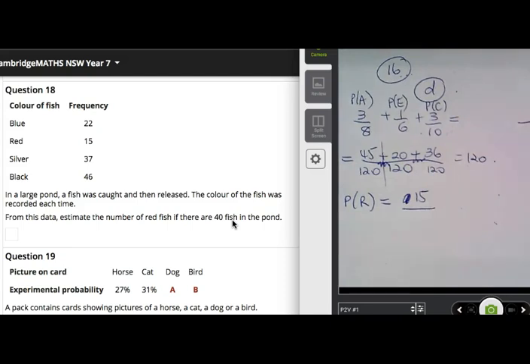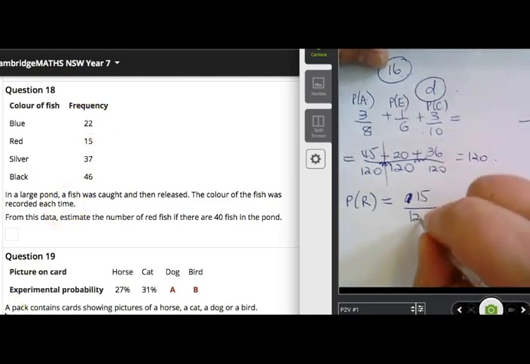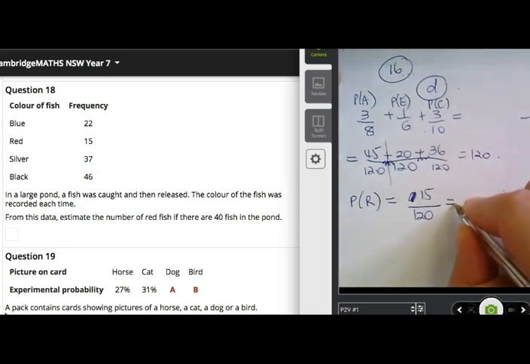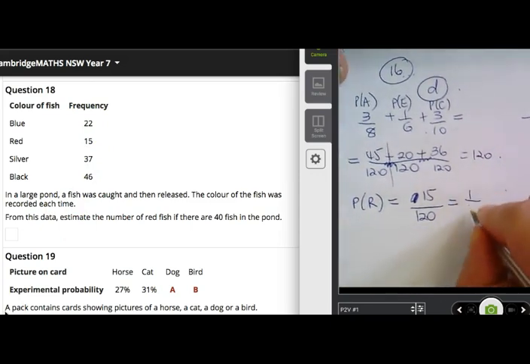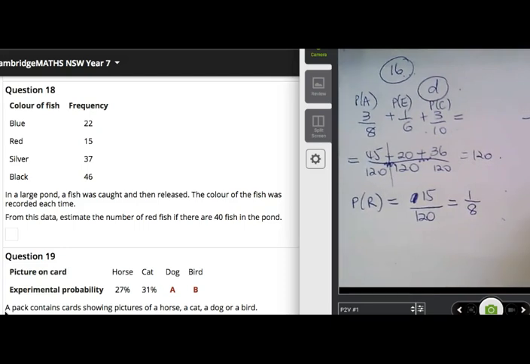You need to add up 22, 15, 37, and 46. Did anyone do that? So if you did choose some fish from a pond and these were the colors that you got, then your experimental probability of a red is 15 out of, I need you to add these up, 120. 15 out of 120. I believe that that simplifies to 1/8. If you do 15 over 120 on your calculator, you get 1/8.